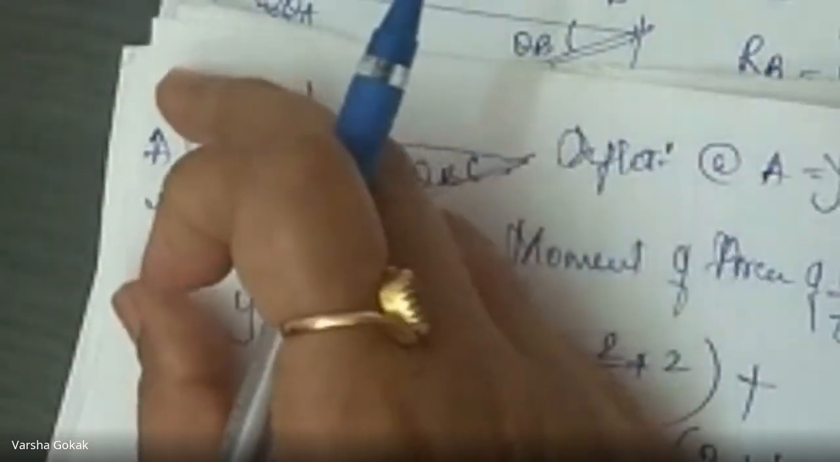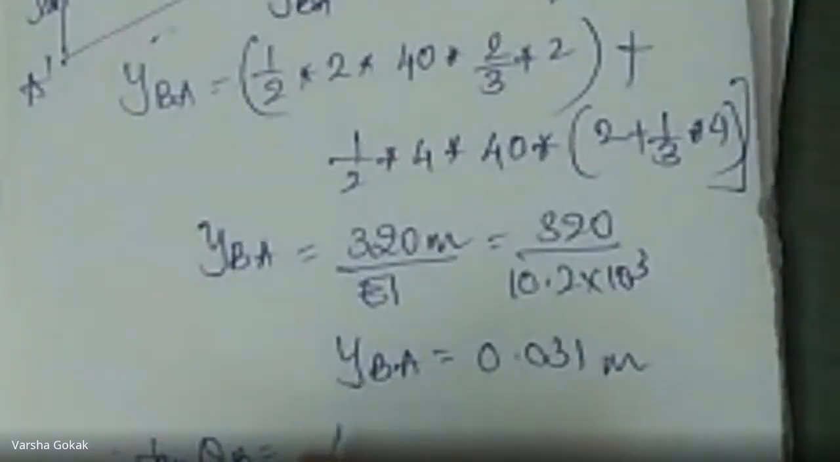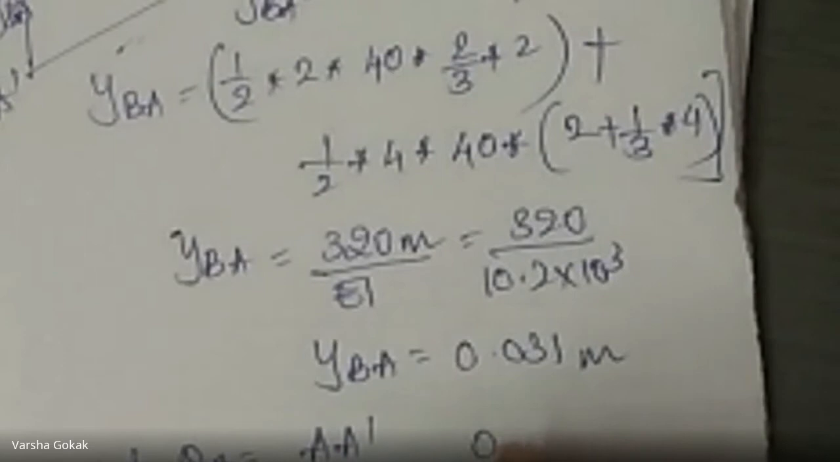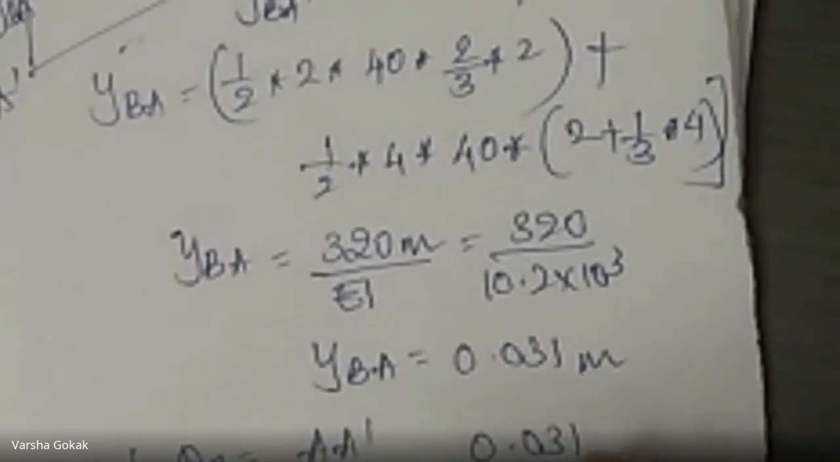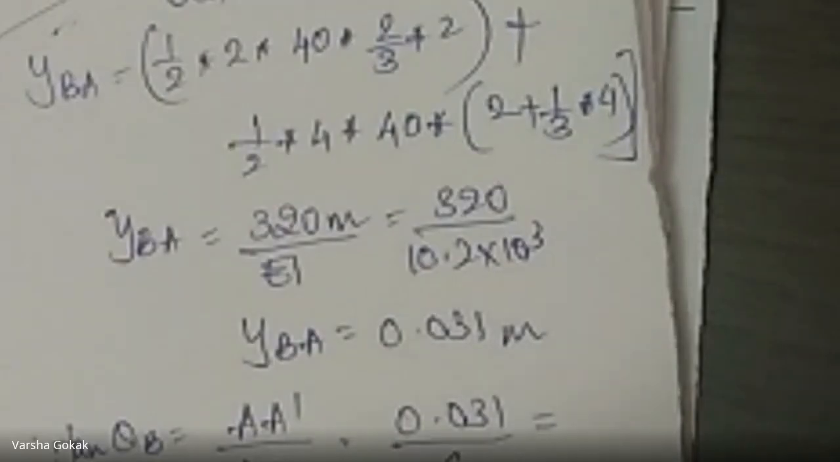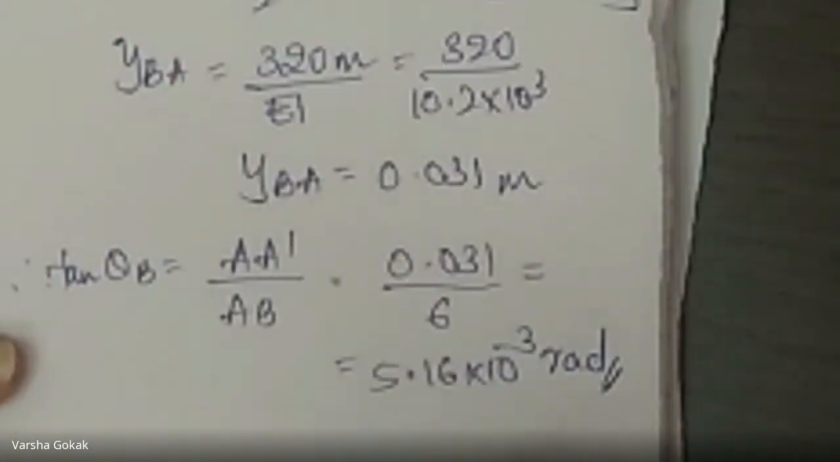Therefore, tan of theta B is opposite by adjacent. Tan of theta B is A dash divided by AB, that is 0.031 divided by 6. How much? 5.16 into 10 to the power minus 3 radians. So we are done with theta A and theta B.